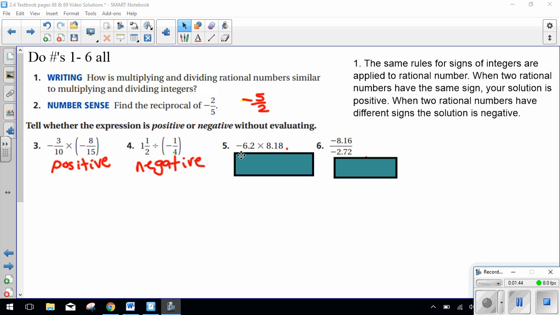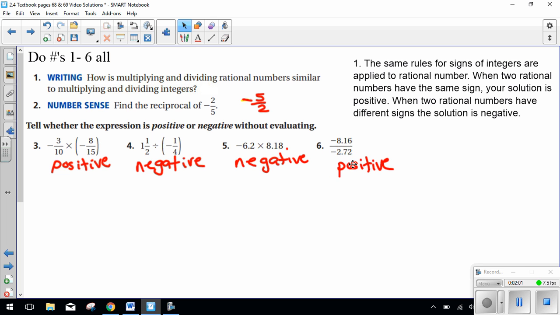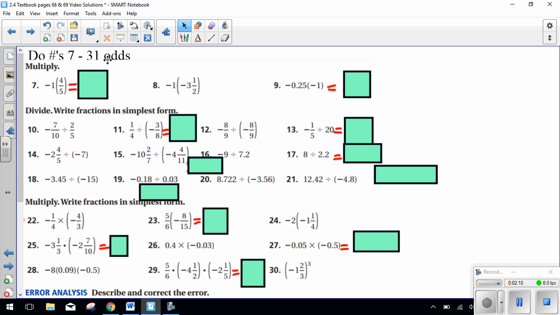For number 5, I have a negative times a positive. So when my signs are different, the answer is negative. In number 6, I have a negative divided by a negative. So when my signs are the same, my answer is positive. Okay, let's move on to the next set. We are now moving on to numbers 7 through 31 odd.